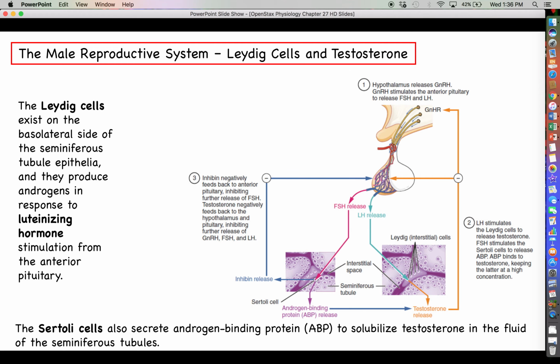One other thing that is worth mentioning, the Sertoli cells do also make a protein called androgen binding protein, which helps to solubilize the testosterone within the seminal fluid. You'll recall that testosterone is a hydrophobic steroid hormone, so we need to make a carrier protein to lug it around within the aqueous seminal fluid.